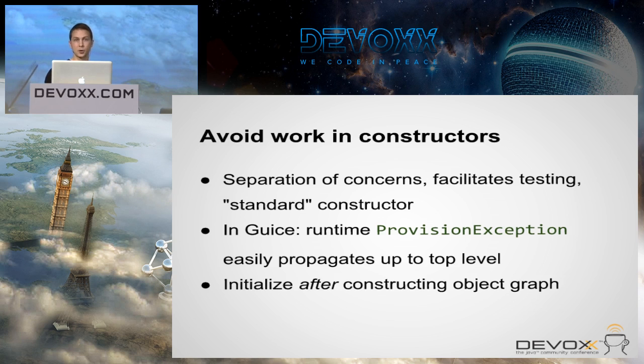So what do you do with work that you might want to be doing in your constructor otherwise? One suggestion is to do the construction of the object graph first. So you go through and create your injector, get a handle on your top-level app object. And then after you've done all the construction, you can do some explicit initialization step. So you could ask the injector for some app initializer and then run the initialization and then start your server.